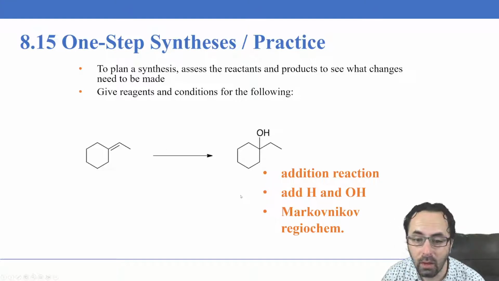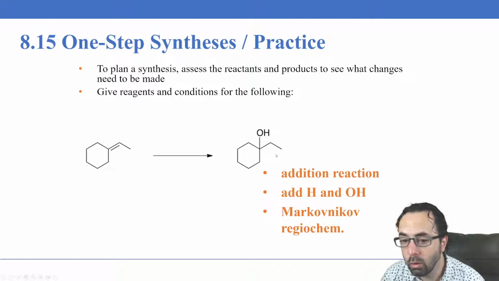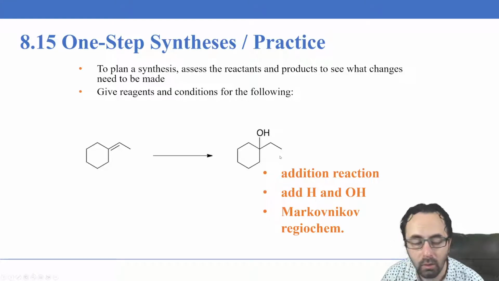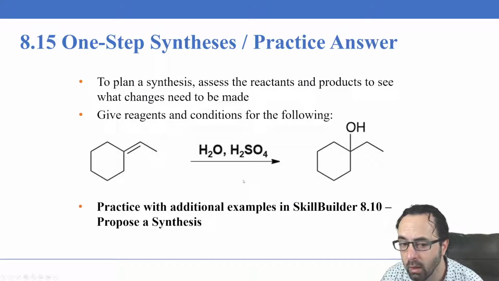And so we need to think, what kind of reagents could we use for this Markovnikov addition? Sometimes you'll have more than one option. There always can be multiple paths to get to the product you want, a lot of the time. But here we need to add H and OH. So what can we use? Well, we can use the acid catalyzed hydration.